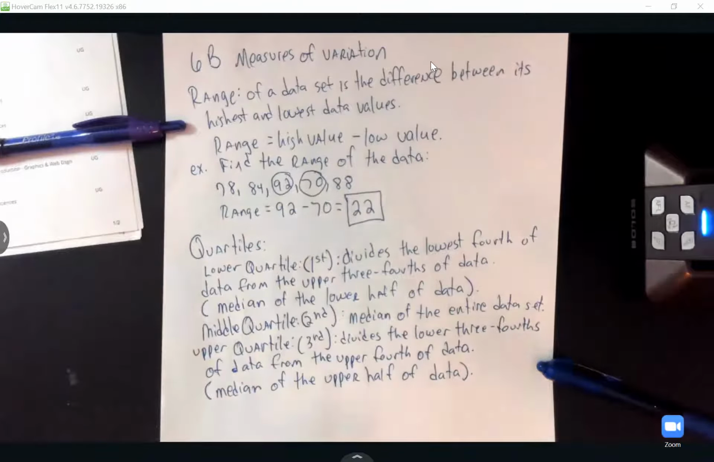So the big thing on this page of notes is that there's five important numbers: the low value and the high value. Those are important because they give me my range. And then the lower, middle, and upper quartile are important because they break out those medians, okay?